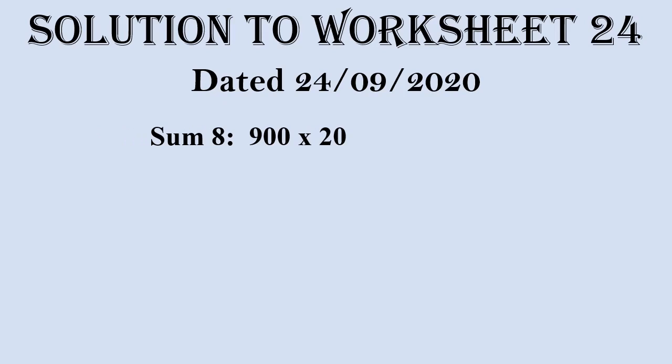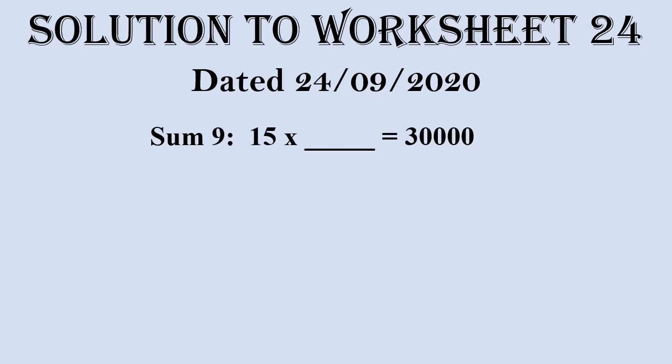The next sum, 900 into 20. 3 zeros. Let's write 3 zeros. And now we are left to multiply 9 with 2. 9 ones are 9, 9 twos are 18. That's our final answer, the product. 18,000 is the product.